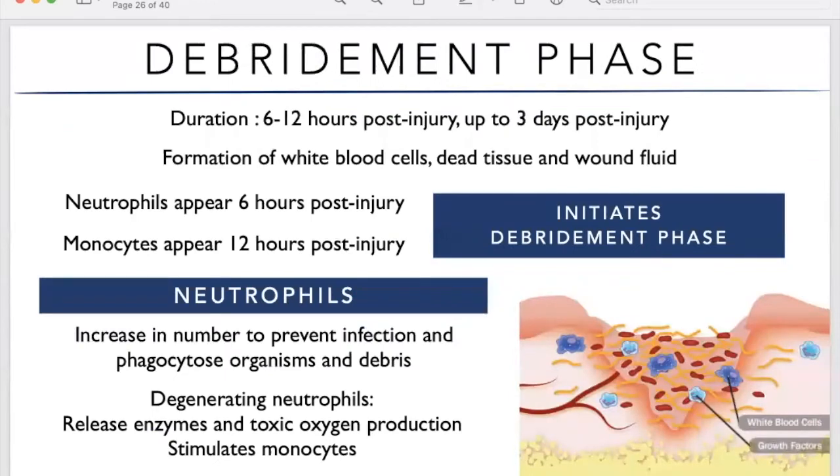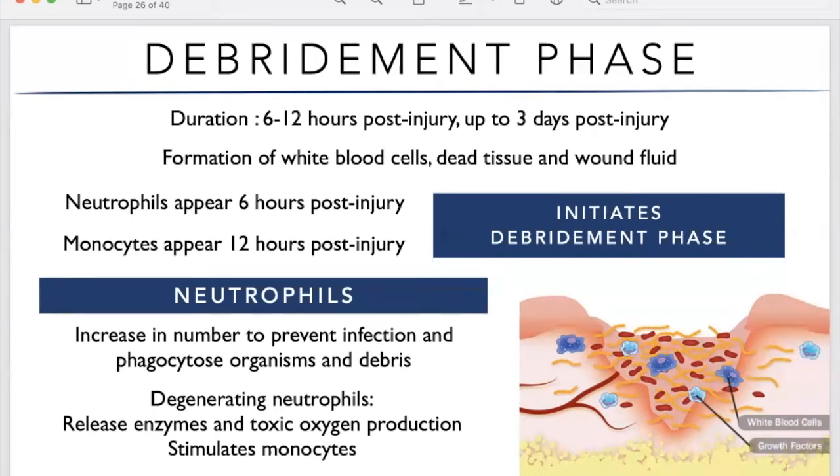Right. Next one. From inflammatory, we now go to the debridement phase. Right. Depending on the person you talk to, it's debridement. Not a big issue. All right. Duration for this would be after inflammatory phase, 6 to 12 hours post injury. It could last up to 3 days, depending on the size of the wound. And this is when the red blood cells and the platelets will be replaced by your white blood cells. All right. You have the dead tissue and the wound fluid.